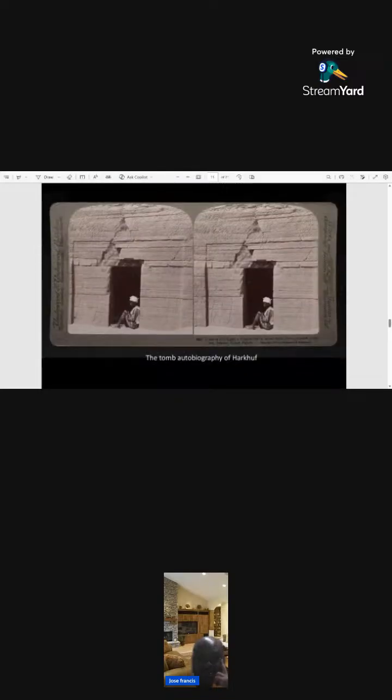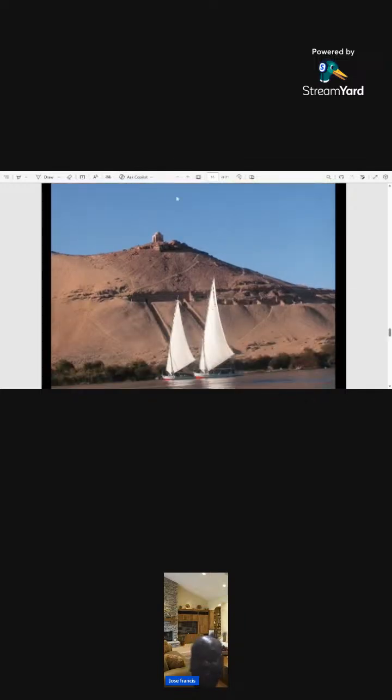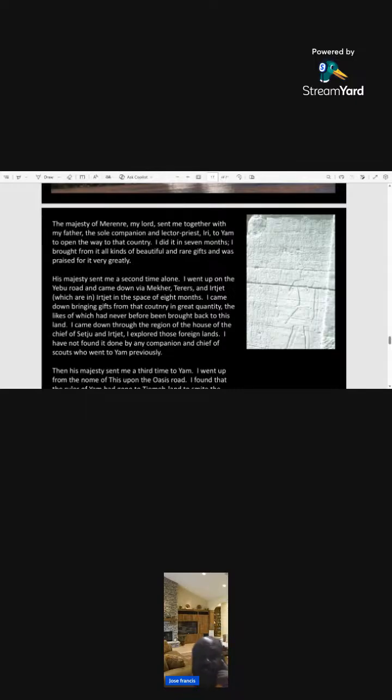The tomb autobiography of Harkuf. Oh gosh, let me see what I'm looking like. Right, you see him at the bottom there. The majesty of Merenre, my lord, sent me together with my father, the sole companion, elected priest, Iri, to Yam to open the way to that country. I did it in 7 months. I brought from it all kinds of beautiful and rare gifts, and I was praised greatly.